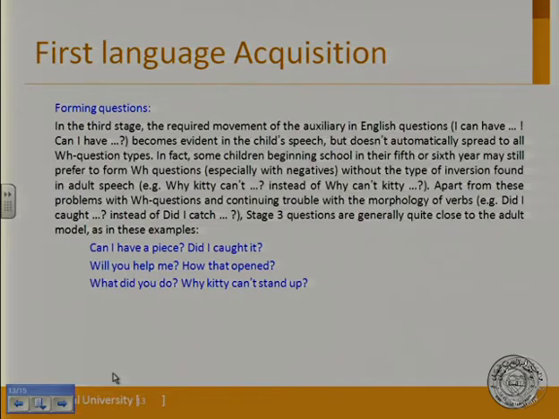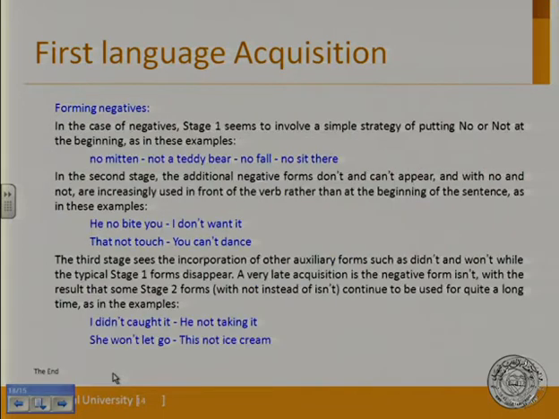Apart from these problems with wh- questions and continuing trouble with the morphology of verbs, for example, did I caught instead of did I catch, stage 3 questions are generally quite close to the adult model, as in these examples. Can I have a piece? Did I caught it? Will you help me? How that opened? And what did you do? Why Kitty cannot stand up? Very close to the adults' models.